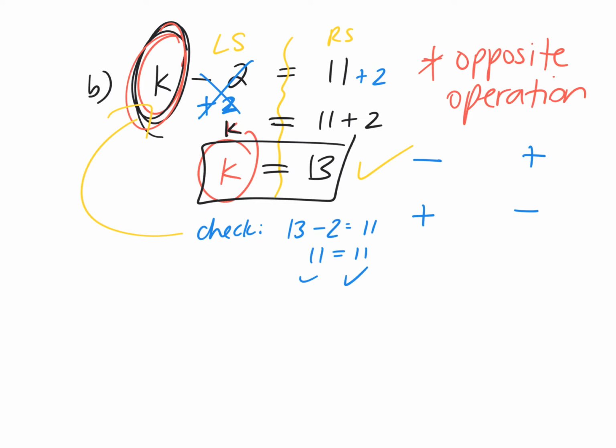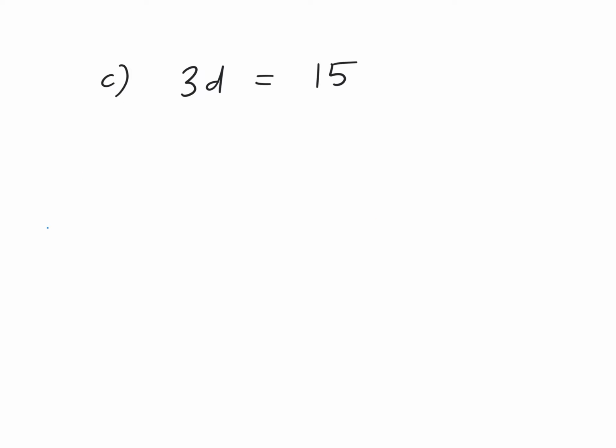That answer is correct. How would I read this question? What does this say? 3 what? What does that mean when you have a number and a variable next to each other? What's the operation? Is it 3 plus d? Is it 3 take away d? What is it? 3 times d, right? 3 multiplied by d. It's 3 multiplied by something will give me 15.